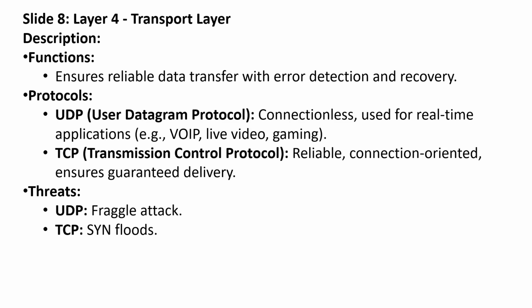Layer 4, transport layer. The transport layer functions to ensure reliability, data transfer with error detection and recovery. Some of the protocols of layer 4 are UDP, the User Datagram Protocol. It is connectionless and is used for real-time applications, for example VoIP, live video, gaming, etc. TCP, Transmission Control Protocol, is reliable, connection-oriented, and ensures guaranteed delivery. Threats: UDP fragment attack, TCP SYN floods.